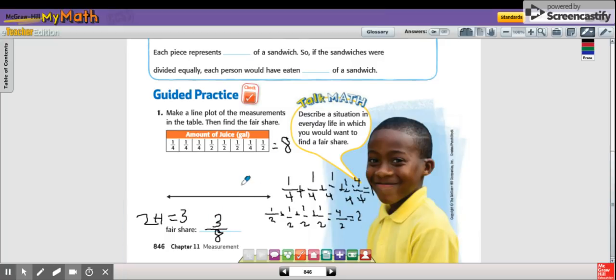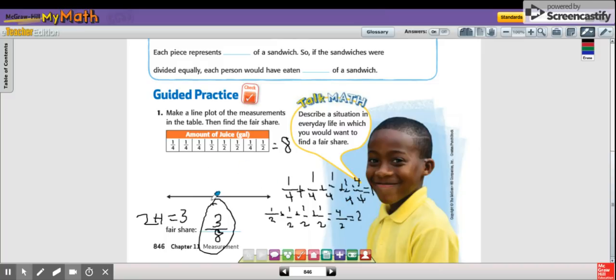When you add 2 plus 1 together, which was adding up all of your fractions, you get 3. Then you have to divide that 3 by the number of x's you have on your line plot. And in this case, we had 8. So my answer for fair share is 3/8.